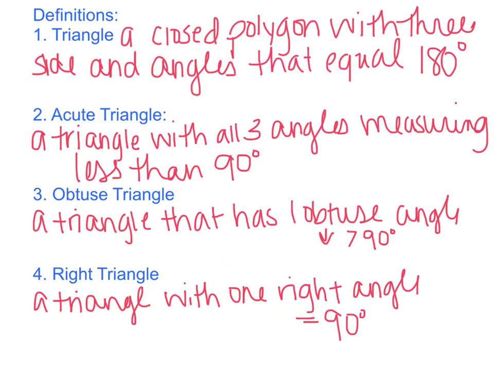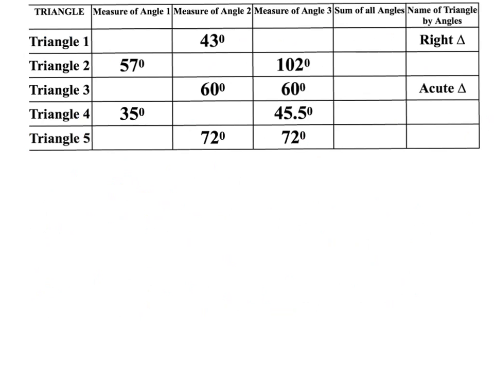So we're going to use these 3 types of triangles to figure out what the missing angles are in our triangles and then to be able to classify it. So we're going to look at another one of the charts like we did yesterday, and then I'm going to get you to try some on your own. So we have triangle 1. It says this is a right triangle. So what we know is if it gives us 43 degrees and it's a right triangle, that means one of our angles has to be 90 degrees.